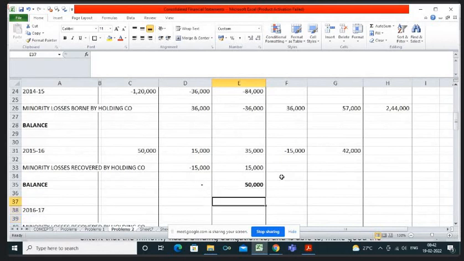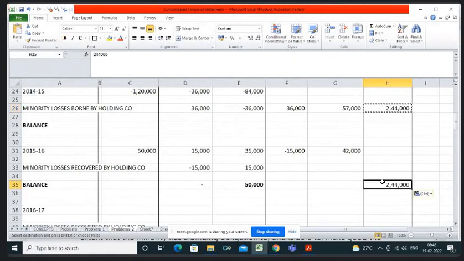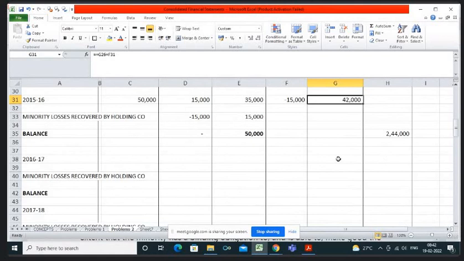50,000. So for the year 2015-16, the entire profits will be consolidated with the company's consolidated profit and loss account. We will not give this to the minority interest because still minority interest has to absorb 42,000 losses. Then we'll move on to the next year.